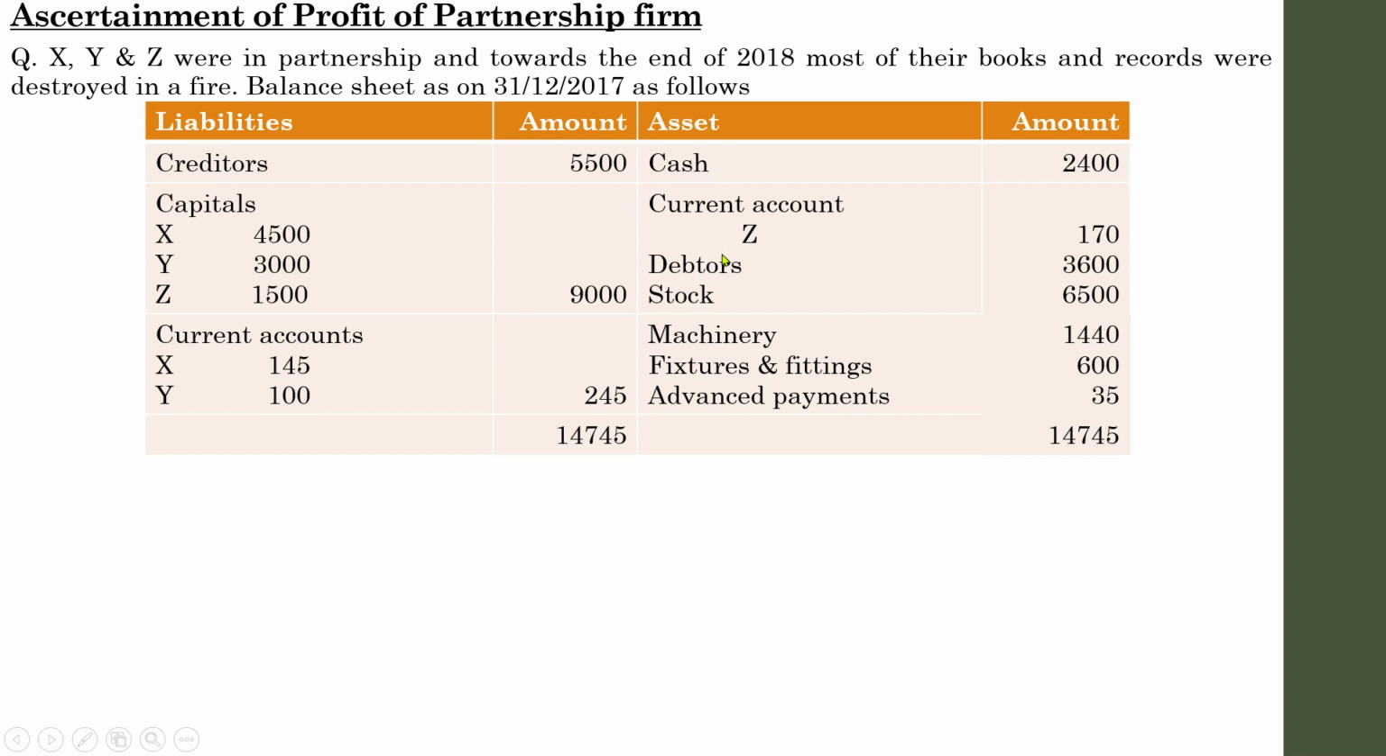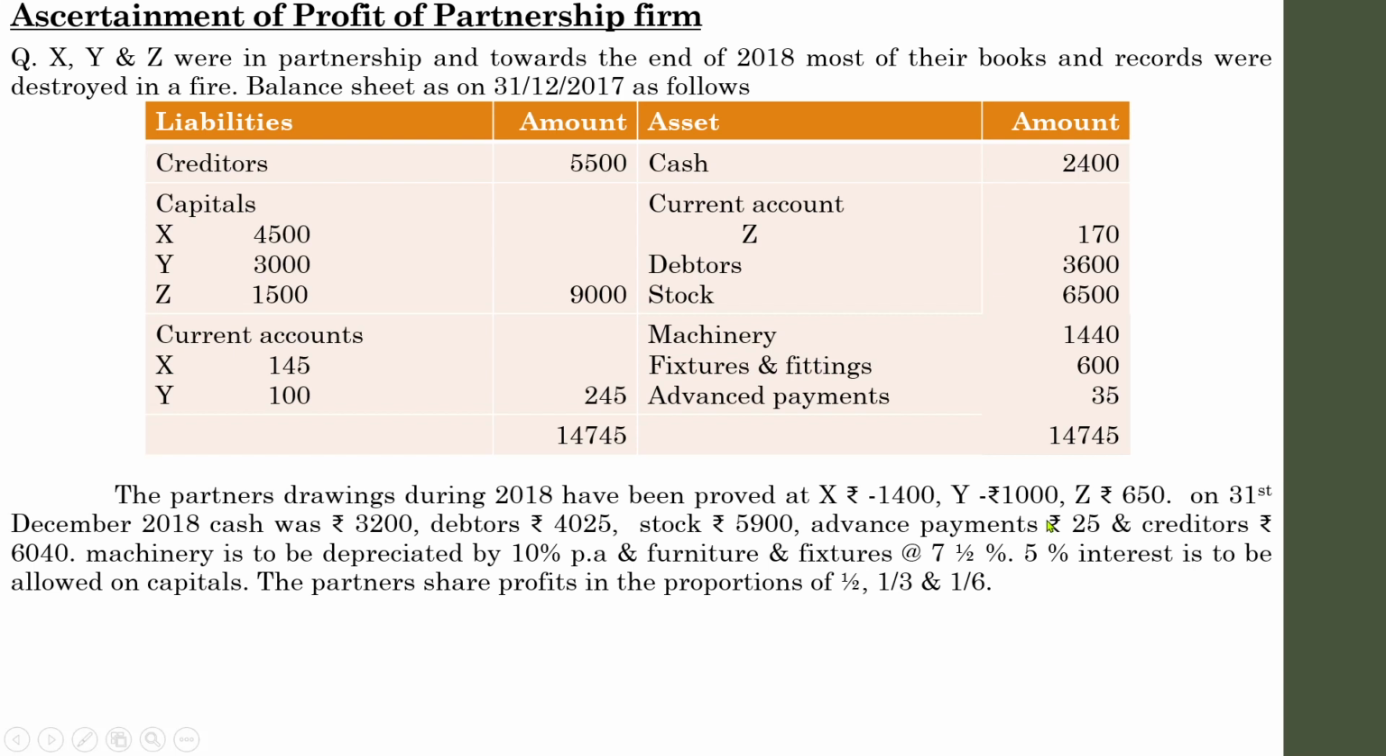Asset side, cash. Here a current account is there from Z, one of the partners, debtor, stock, machinery, furniture, advance payments. In the liability side, creditors, capital, partners' capital, and current account here also there. So this is the balance sheet of a partnership firm. Apart from that, there is additional information. The partners' drawing during 2018 has been proved that X has drawn minus 1,400, minus 1,400 means he has drawn from the business, so there is a deduction. Y minus 1,000 and Z 650.